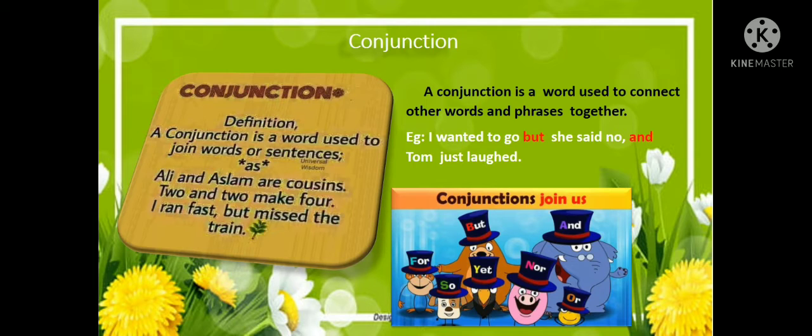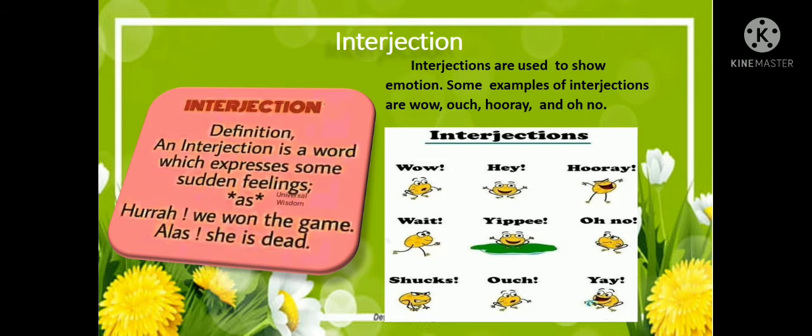But is a conjunction. She will come if you ask. If is a conjunction. Yes, students. Ali and Aslam or Qasim. Two and two makes four. I ran fast, but... So these are called conjunctions.